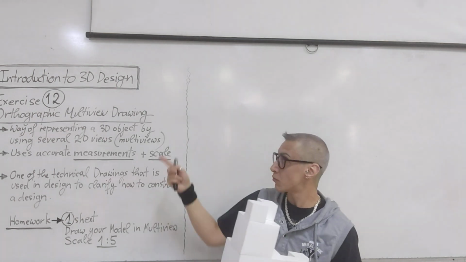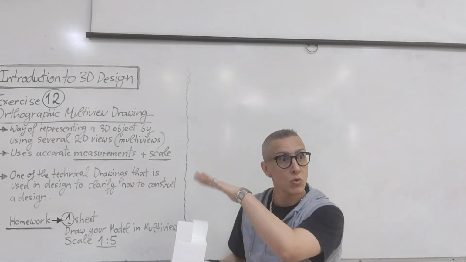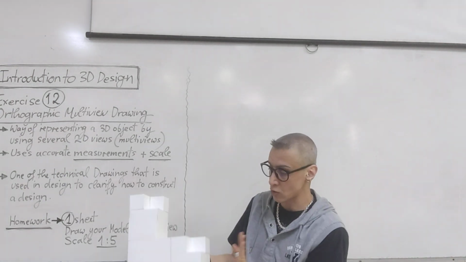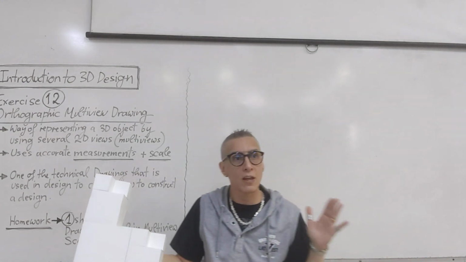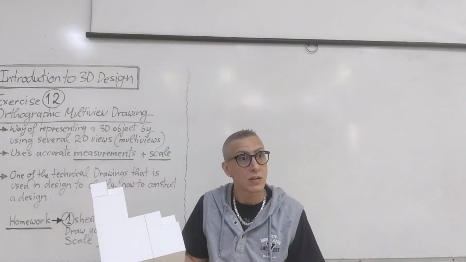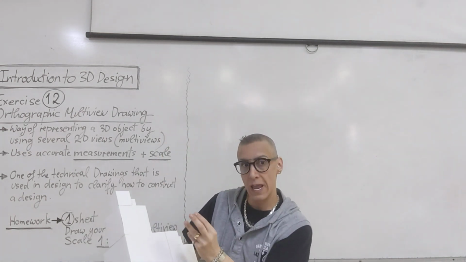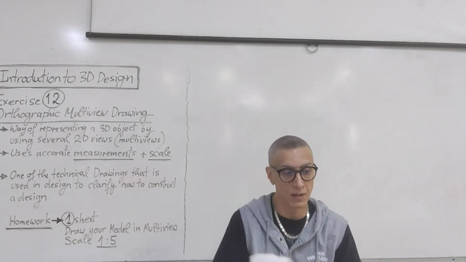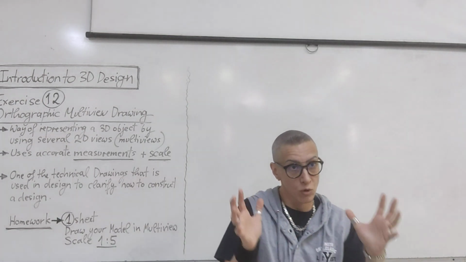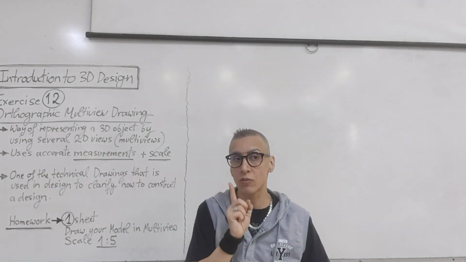Now, for the orthographic multi-view drawing, I need to draw each view. So I need to draw this view from here, from here, from here. This small A3 size paper will not fit this model. This model is too big, so we need to scale it down. The scale can make something look smaller or bigger, but according to a specific scale.